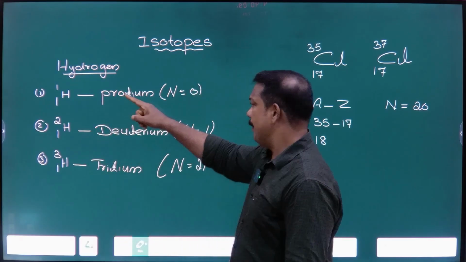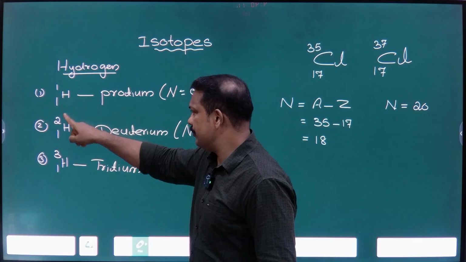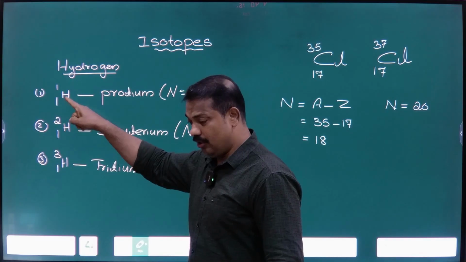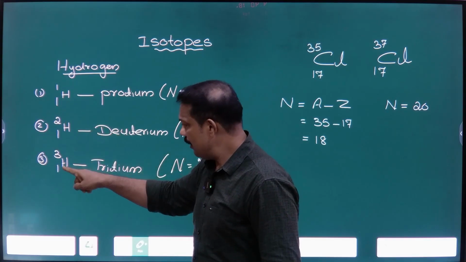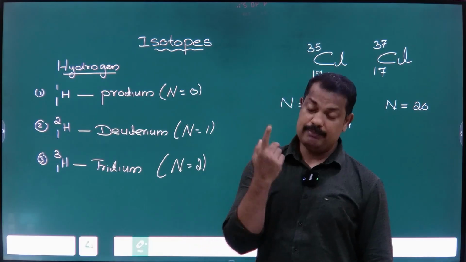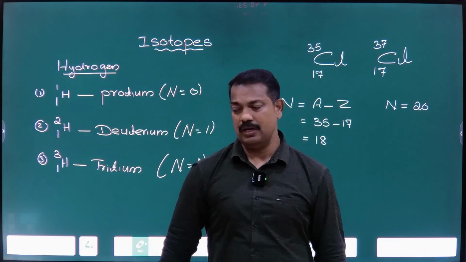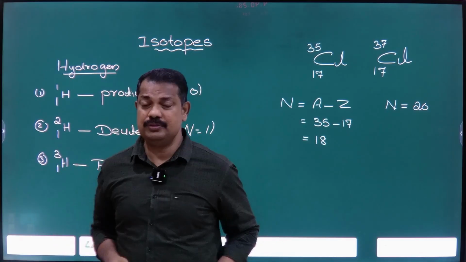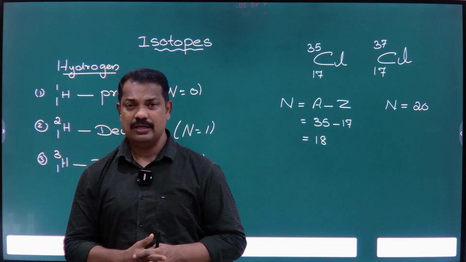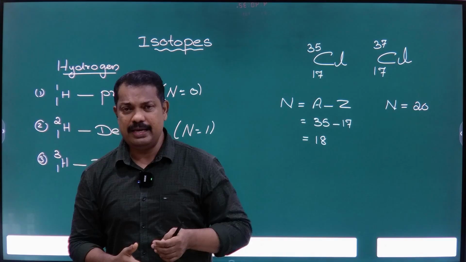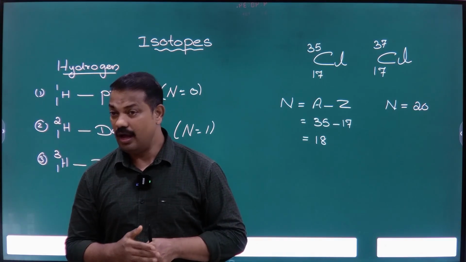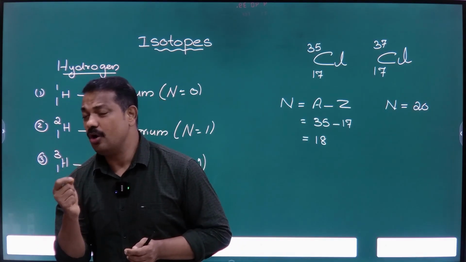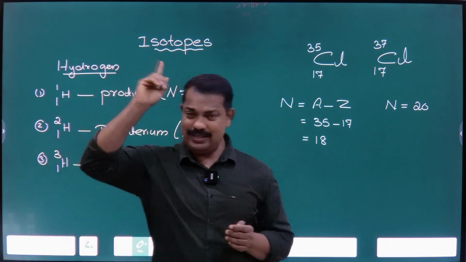Here the masses are different: 1, 2, 3. But the number of electrons present in the outermost shells is the same. So they show similar chemical properties, but the physical properties are different. And because of the existence of isotopes, or different atomic masses, the atomic mass of some elements is in fraction. Do you know the actual atomic mass of chlorine?